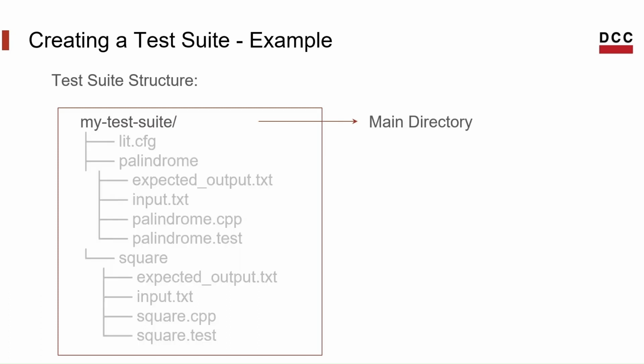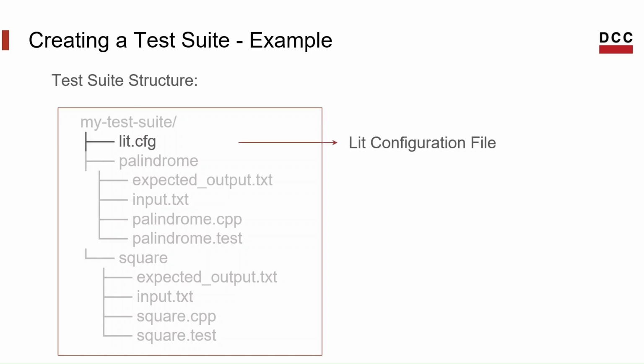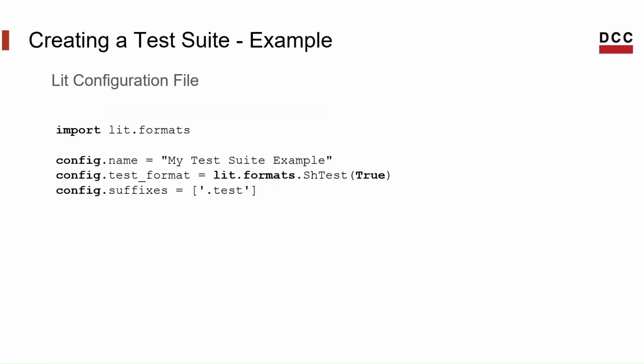First, we have the main directory, the root of our tree, called my test suite. Inside of it, we have the LIT configuration file. This is the file that LIT will read to load all the configuration for this test suite. Let's see what we have inside of it. The LIT configuration file is a simple Python script where we pass our configurations to the tool. So we need to import lit.formats, and inside of that, we have several configurations available. But only two configurations are required.